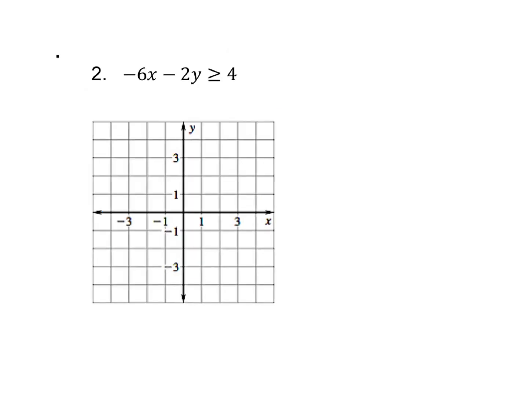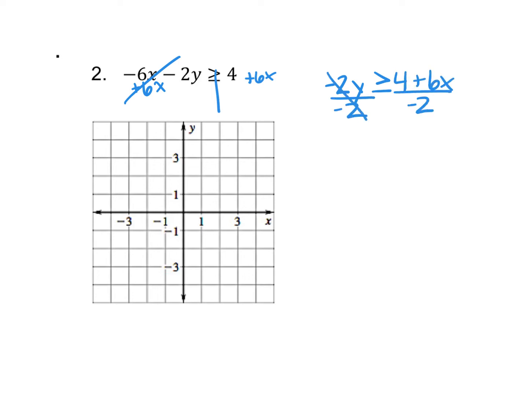All right, question number 2. Notice how this one has not been solved for y. So we need to then get that y all by itself. So I'm going to add the 6x. Negative 2y is greater than or equal to 4 plus 6x. Now, remember we just divided by a negative, so we need to remember to flip our sign. All right, so our slope is negative 3, or negative 3 all over 1. Our y-intercept is negative 2. So we're going to start at the negative 2, and we're going down 3 over 1.